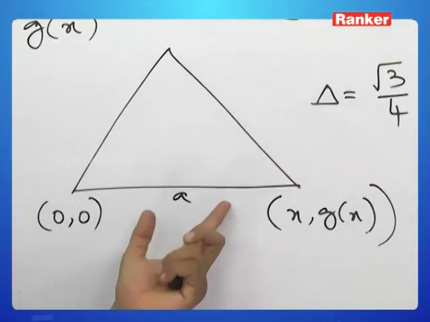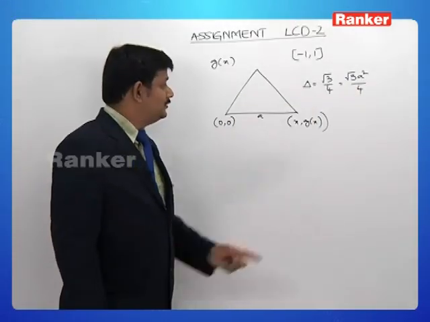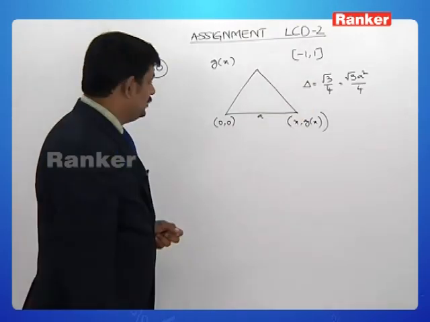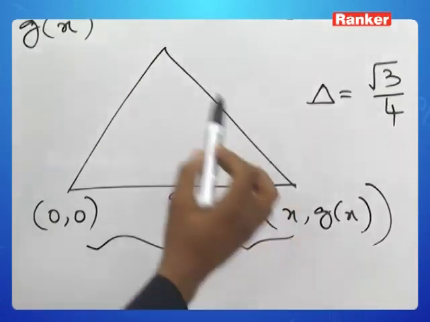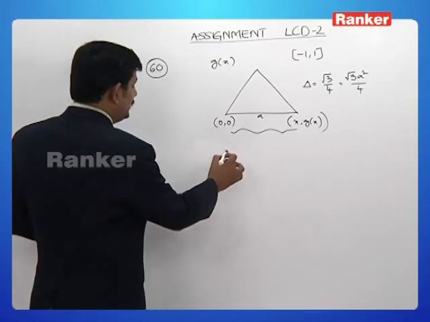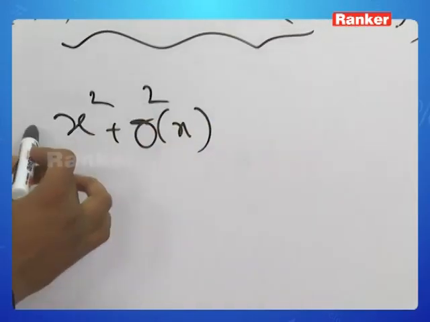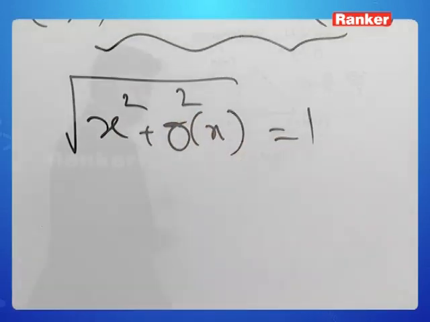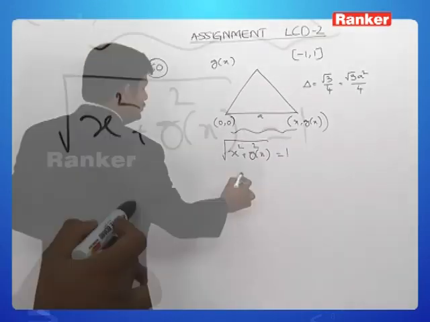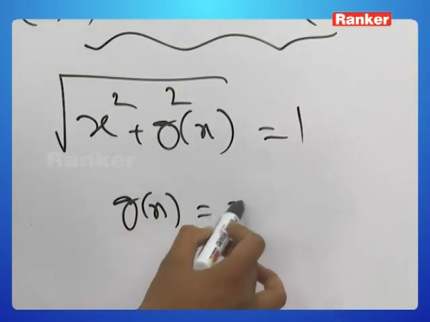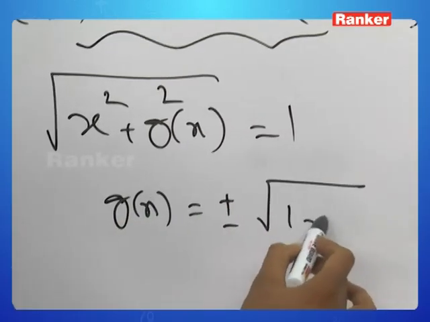So a has to be 1, since it is given that the area is root 3 by 4. So the distance between these 2 points is 1. That is, the square root of x square plus g of x whole square is equal to 1, or g of x is plus or minus root over 1 minus x square.